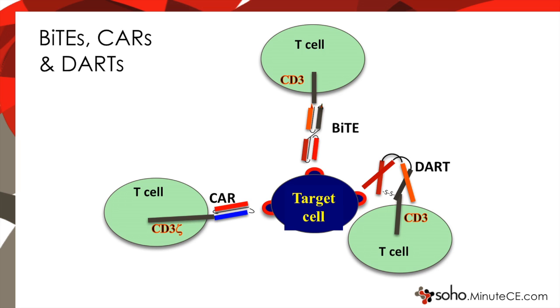And for the studies that I would like to describe, we have chosen to develop a dual affinity retargeting agent, or DART, which is directed to an AML target called CD123 and also directed towards the CD3 receptor, which activates T cells in the context of their target cells.